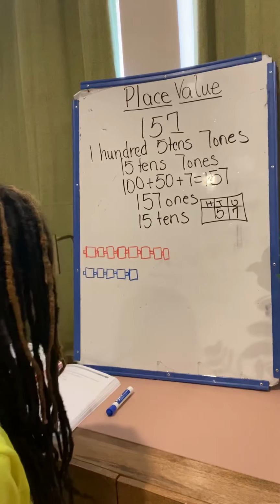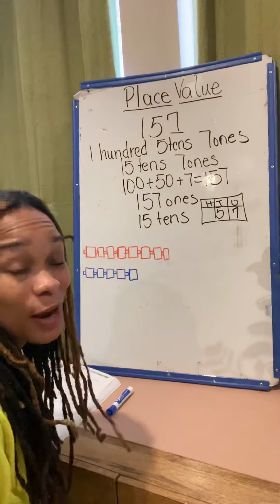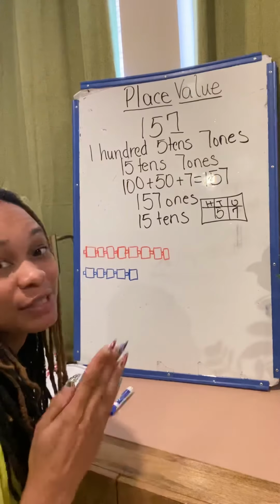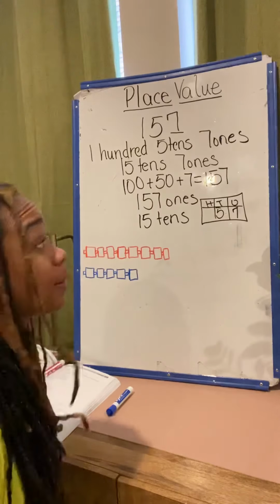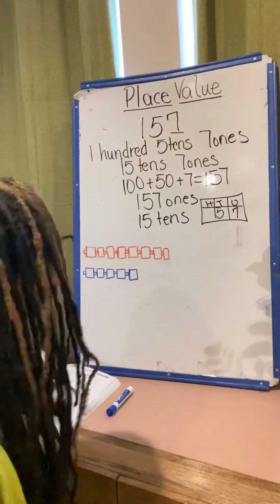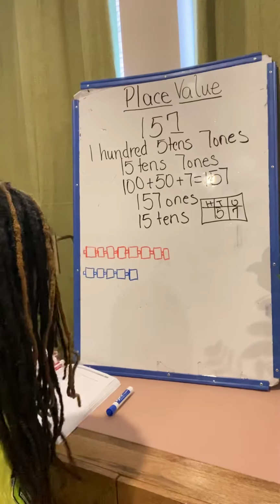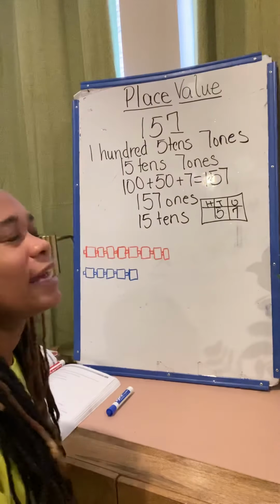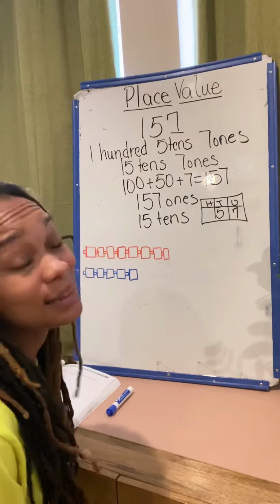What is 1 less than 157? Right, 156, because 157 minus 1 equals 156. What is 1 more than 157? It's easy, right? 158. 157 plus 1 will give us 158. Now, what's 10 less? If I'm saying 10 less, think about what place might change. You're right, the tens place.